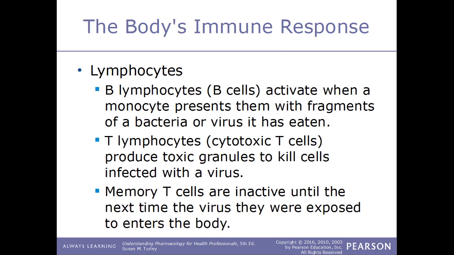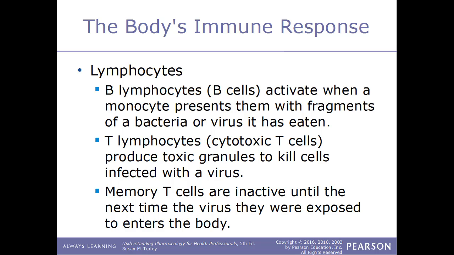Right, when it comes to lymphocytes, there are two broad kinds. There are the B lymphocytes, or B cells, and T lymphocytes, or T cells. And each one of those has their own subcategories depending on that cell's role in the immune response. Now, B cells are activated when a monocyte presents them with a fragment of a bacteria or a virus it has eaten. So these have to be presented with a part of the antigen before they know what they have to go out, look for, and to kill.